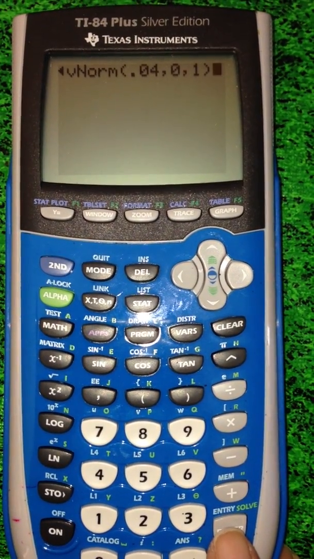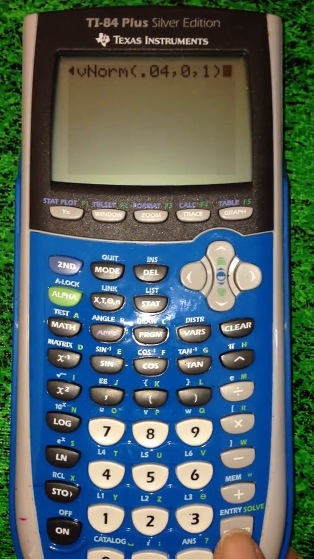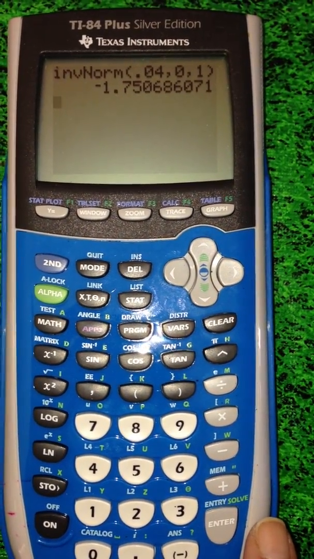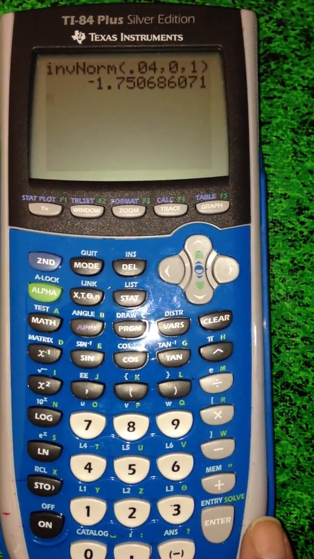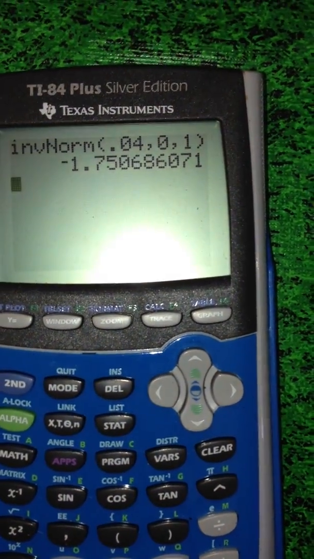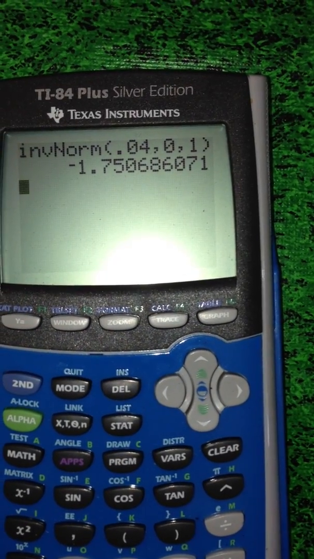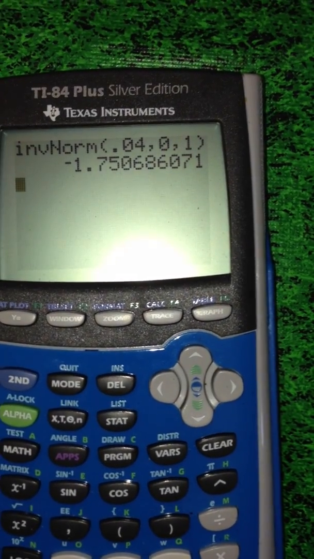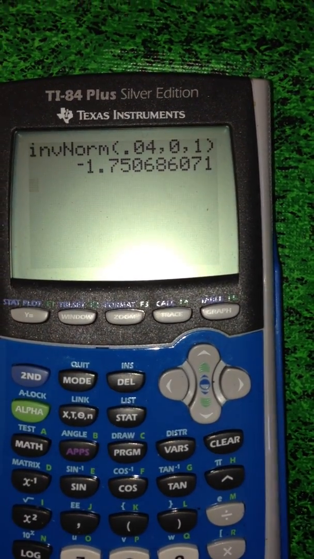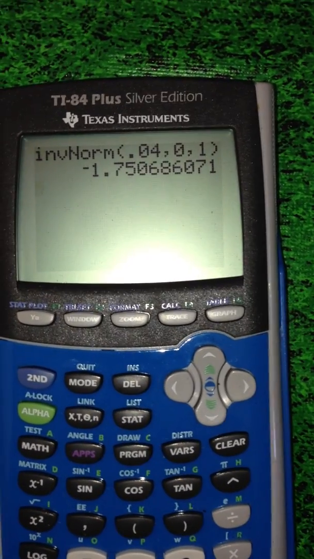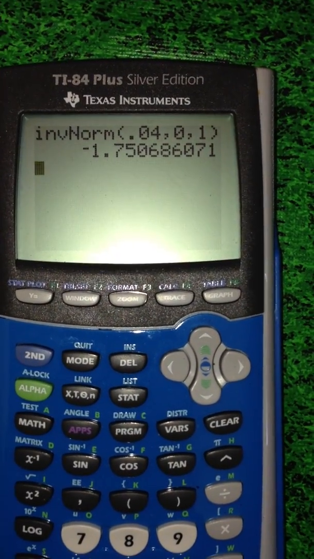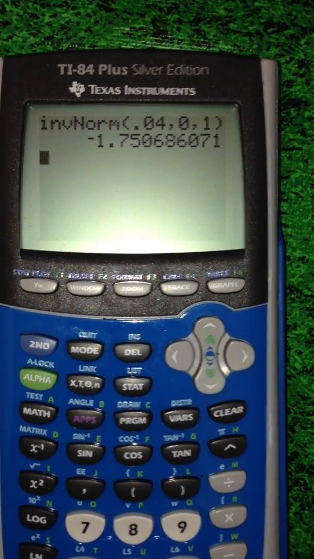If you have the old operating system, you actually have to know exactly what to put in. And then I go ahead and I hit enter. And you see that I get a value of negative 1.7506866071, which rounded to three significant digits, the negative 1.75 that we would get from the normal table, is exactly the same value.